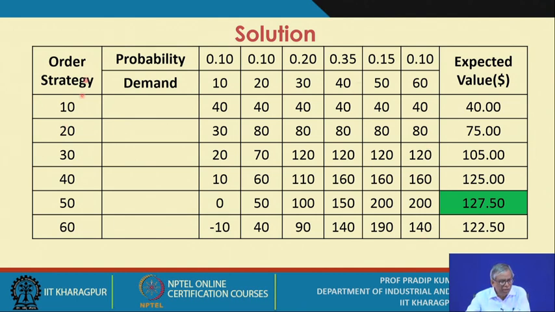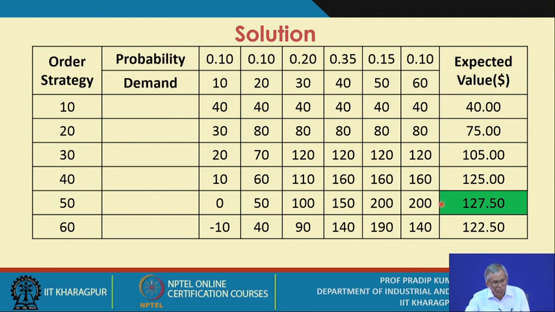Next, against each ordering strategy you calculate the expected value. How do you calculate the expected value? For example, for the order strategy 10, this will be 40 into 0.1 plus 40 into 0.1 plus 40 into 0.2 plus 40 into 0.35, like this, it will be 40. For the second one, whose ordering strategy is 20, it will be 30 into 0.1 plus 80 into 0.1 plus 80 into 0.2, like this. You add all these individual product terms, and you get 75.